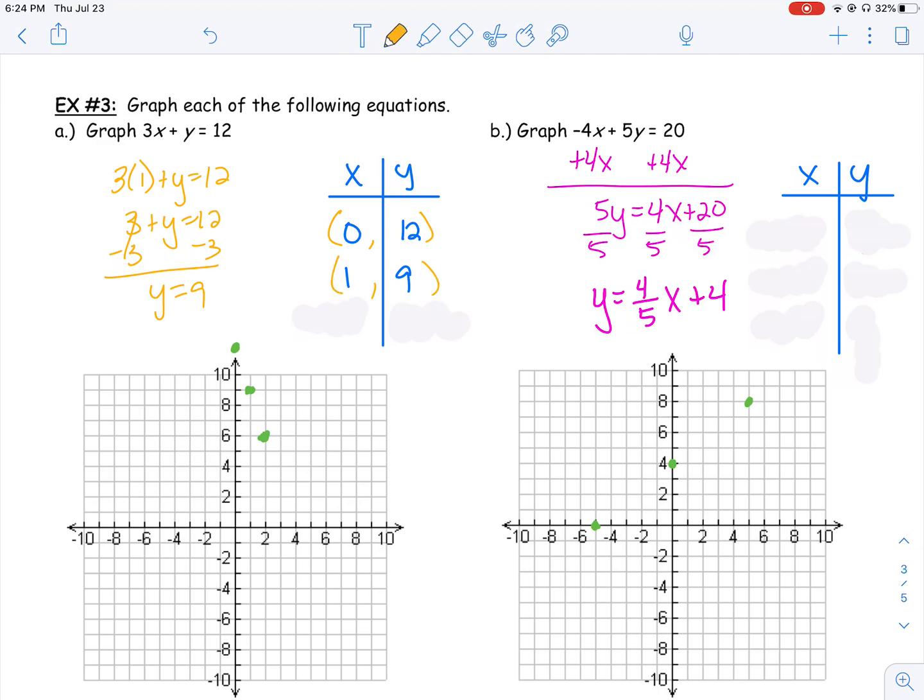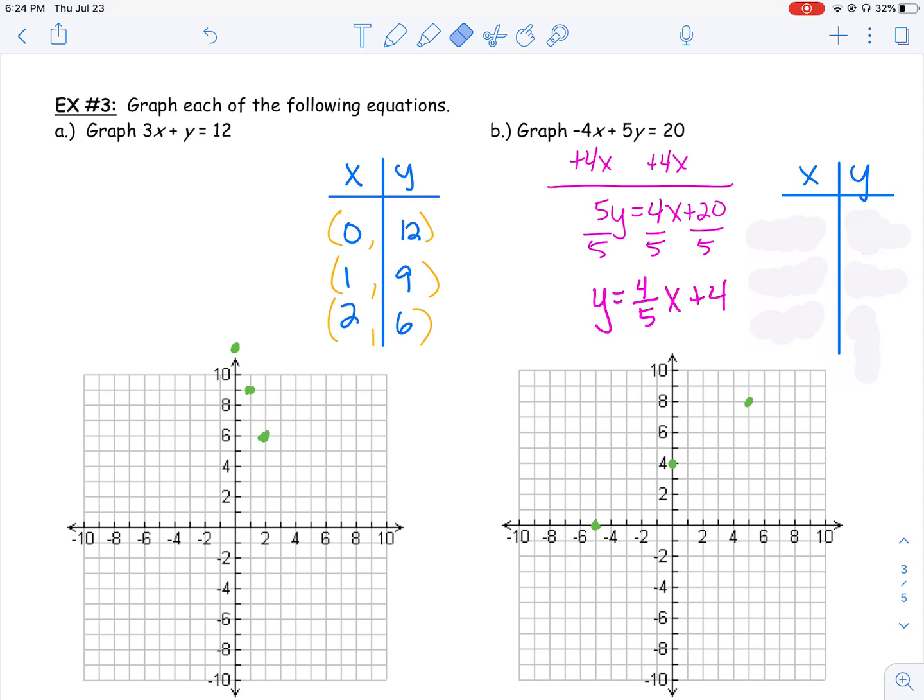Maybe pick a y this time and see if you can solve for x. If you pick y equals 6, what do you end up getting for x? I got x equals 2. So now I have at least 3 points that I know are solutions to this equation, meaning they are points, coordinates, on this linear equation, on the line.